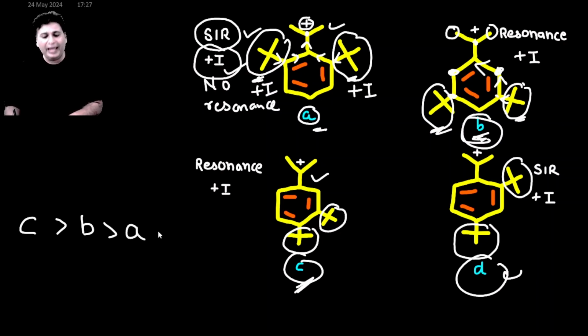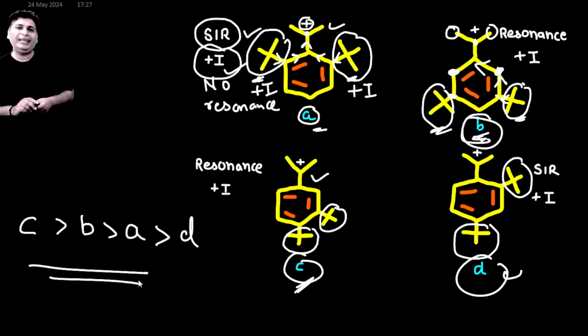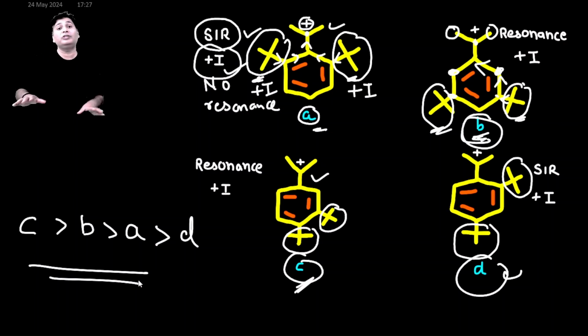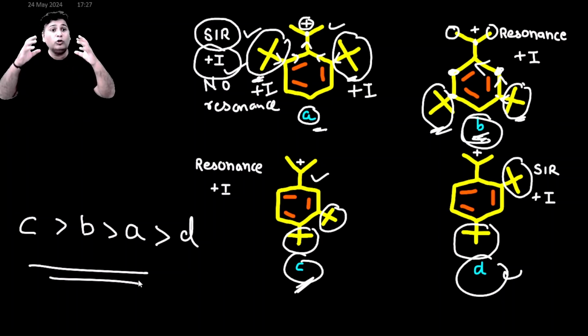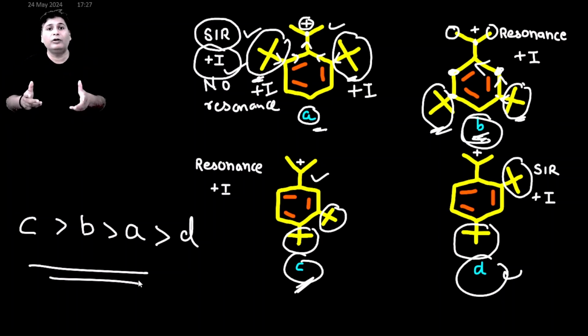After B will come A, and then will come D. So this is the order of stability, and we have come to this conclusion after pondering over several issues. The very important issue which I want to emphasize was steric inhibition of resonance. We saw that for A and D, although theoretically you could see a plus, single, double pattern, practically there was no conjugation. Basically the conditions were not fulfilled.